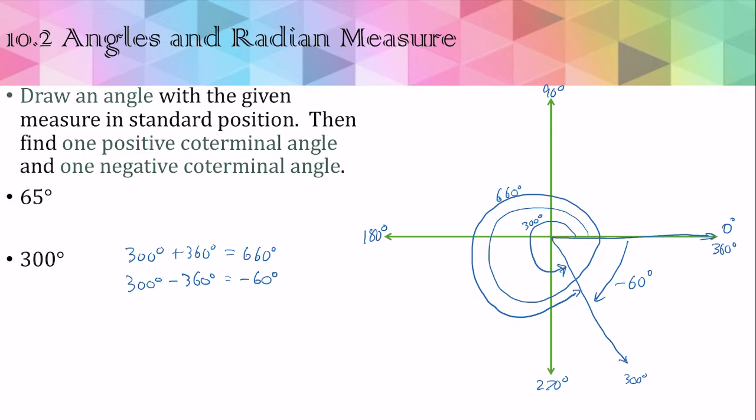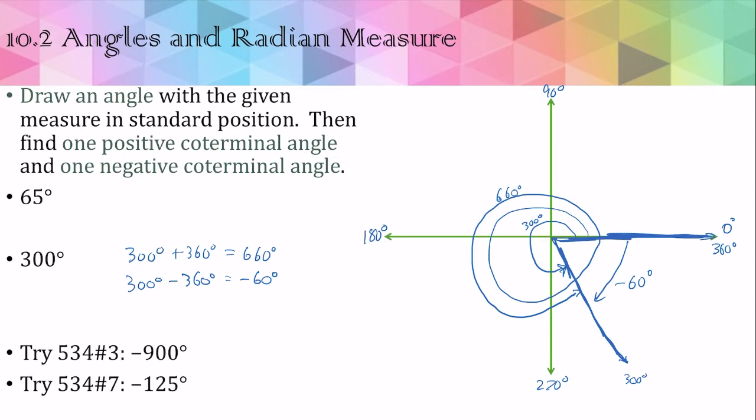But they all start at the x-axis and they all end at the same terminal side. Sometimes you might have to add a couple times or subtract a couple times. If you tried this one, adding 360 is still going to be a negative angle, so you'll have to add 360 a couple times to end up at a positive angle. So why don't you pause this and try number 3, which should give you negative 900, and number 7, which should give you the 900 and the negative 125.